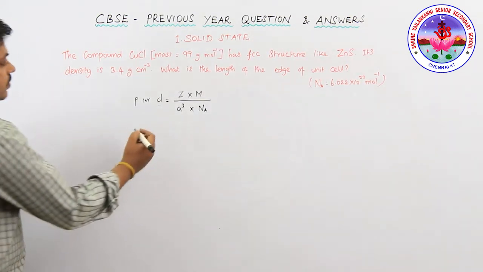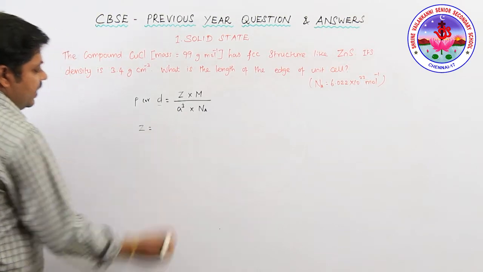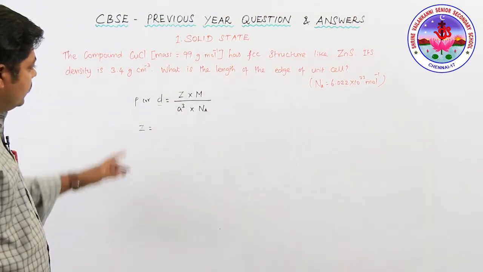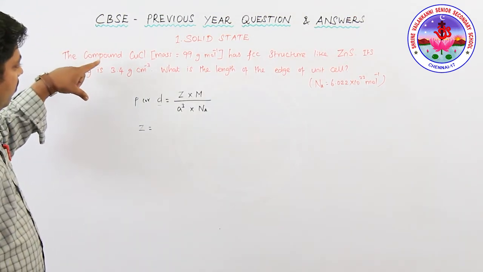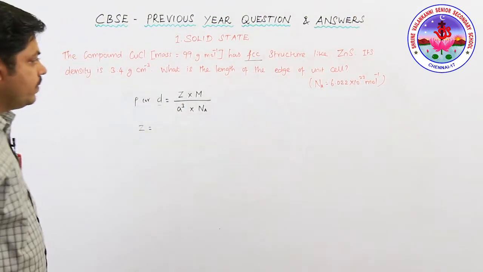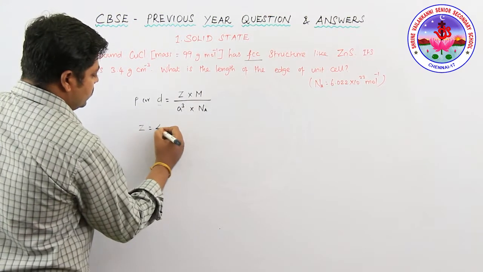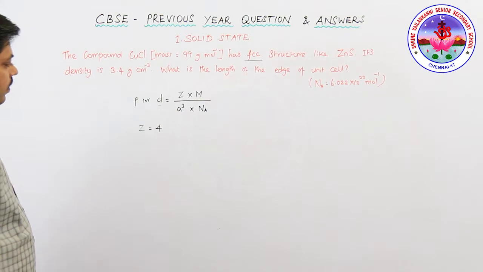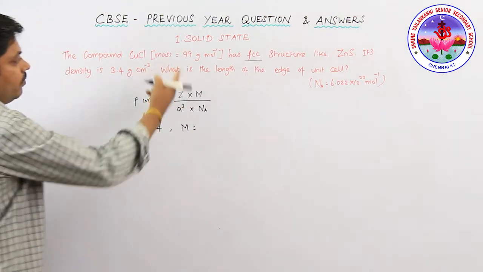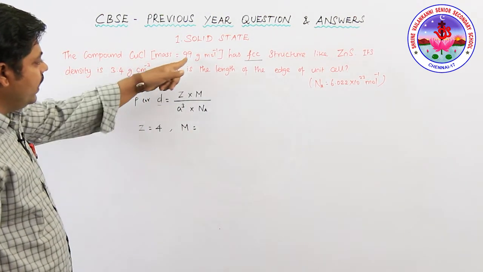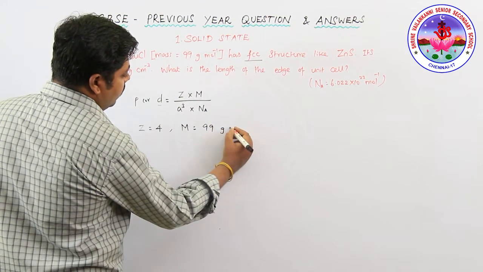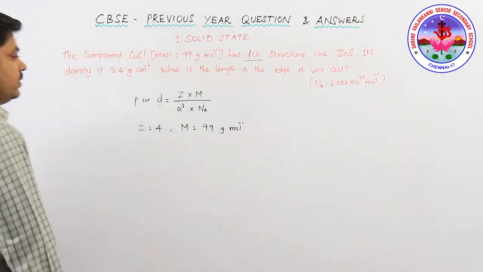Now just write Z. What is Z here? We want to find out the edge length, that is A cube. So Z is given. That means the compound CuCl has FCC structure, so the number of atoms present in the FCC unit cell is 4. So Z is equal to 4. Then next is M. The molar mass or formula mass is given for copper 1 chloride, 99 gram per mole.